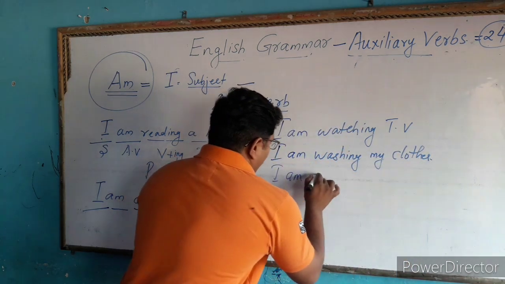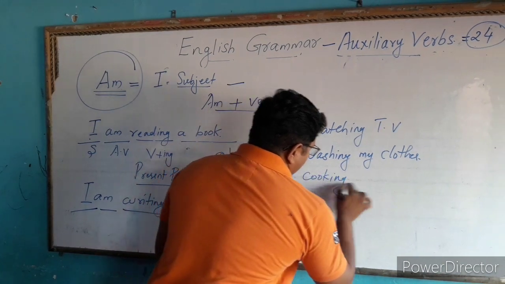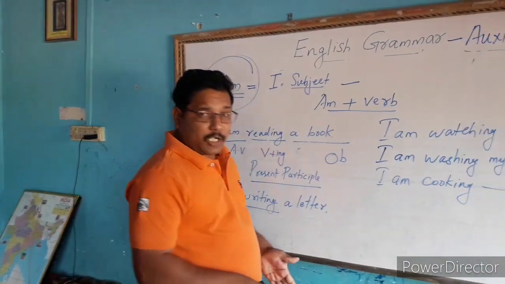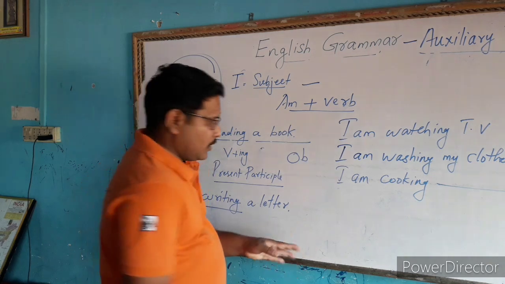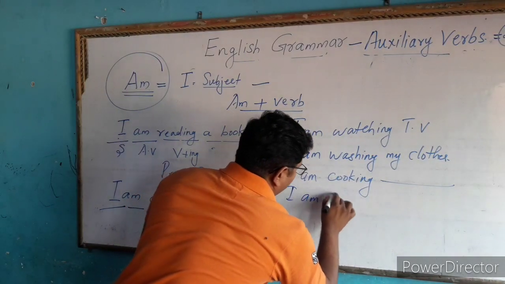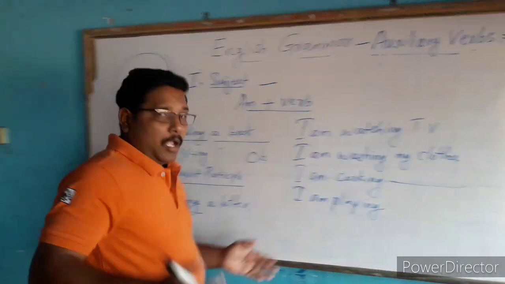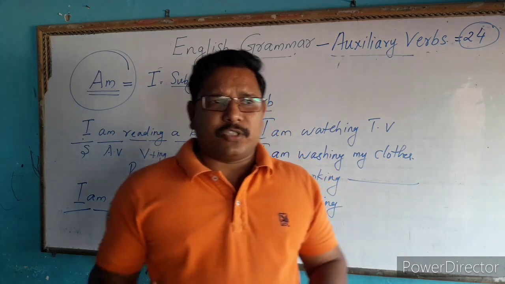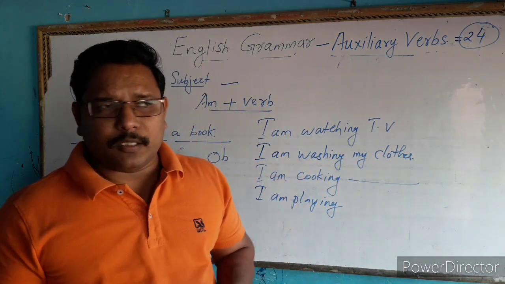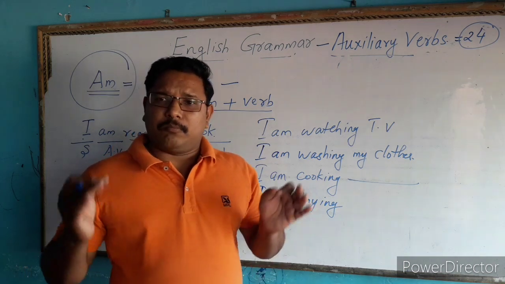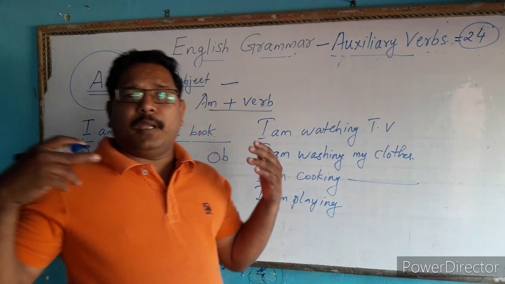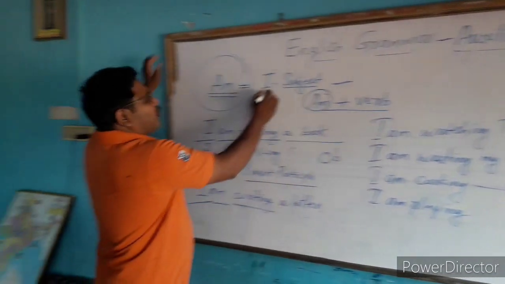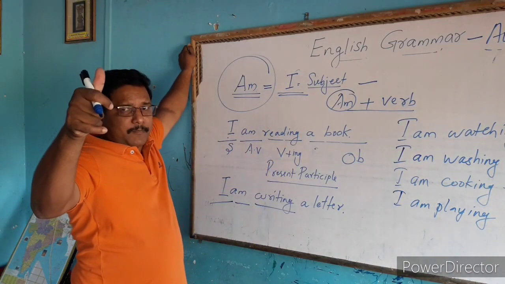I am cooking. No object. We can write the object, no problem. But without object, the sentence can stand. I am cooking. I am playing. I am listening. I am watching. I am sitting. I am standing. I am going. I am coming. I am eating. We can make many sentences. But see, am is only joined with I. These are very important.